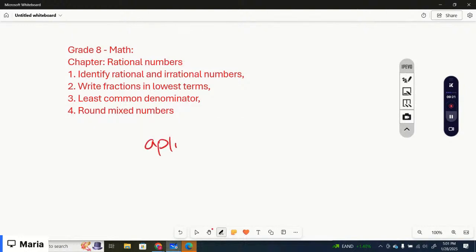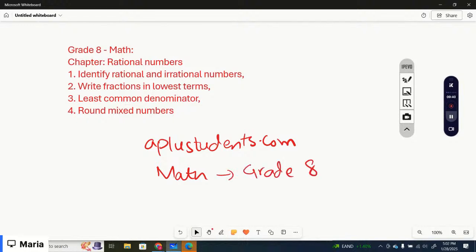You can find all the lessons on aplusstudents.com. You have to log in there using your email address and the password provided by the administrator. Then you have to select math from the subject tab. Scroll down to grade 8 math and then click on view all lessons. There you can find a list of the chapters. We're going to start with the chapter rational numbers.